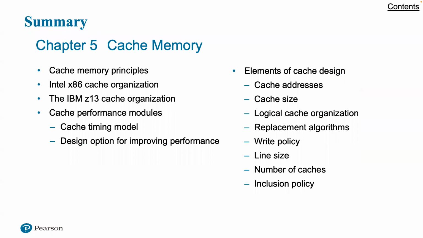And so let's just review. We actually covered a lot of ground. We went over cache memory principles. We looked at two different cache organizations, the Intel approach and also the IBM approach. We talked about cache performance models, cache timing. We talked about options for improving performance. And then we got into a lot of details of the cache design: the addressing, the cache sizes, having multiple caches, having a logical cache organization, replacement algorithms, write policy, line size, thinking of the number of caches, as well as the size, and finally the inclusion policy. So thank you very much.